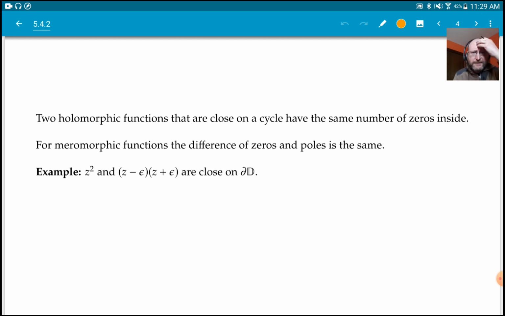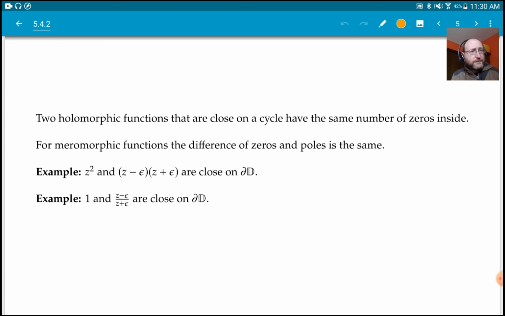So, for example, z squared, a holomorphic function, has two zeros counting multiplicity at 0. And (z minus epsilon)(z plus epsilon) is very close to z squared on the circle. And it still has two zeros, as long as epsilon is small: one at epsilon, one at minus epsilon.